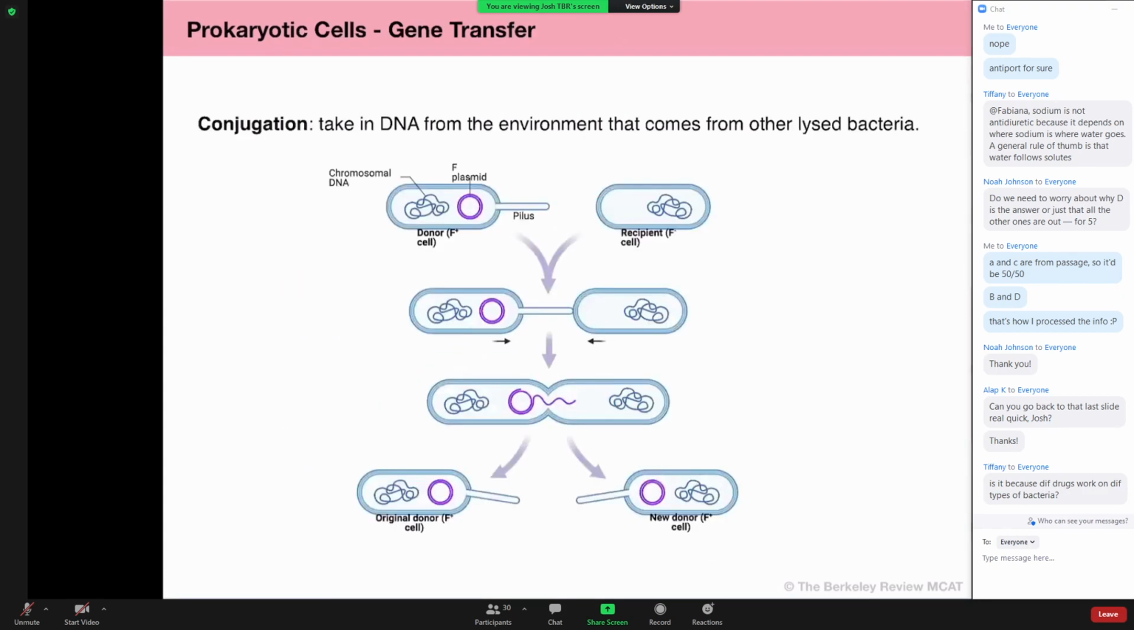Okay, let's talk about gene transfer for prokaryotic cells. The first class would be conjugation, right? Which is where certain prokaryotic cells can actually take in DNA from the environment, whether that be from other lysed bacteria, or if there's a colony of bacteria signaling to each other, right?